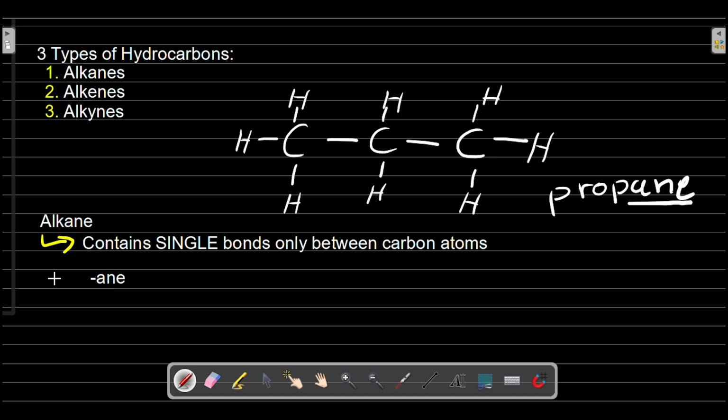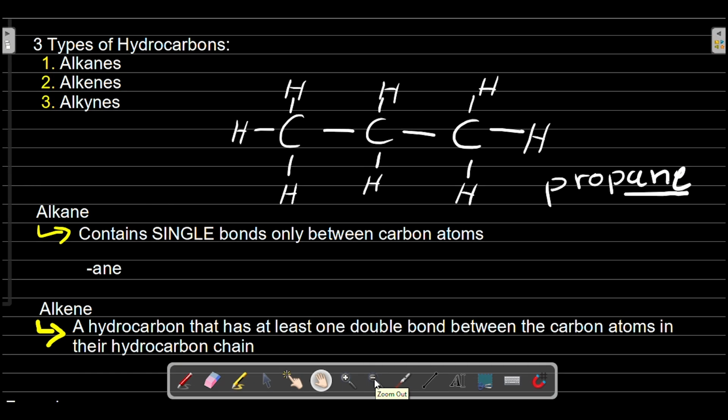So then I wonder if you can guess what an alkene is. An alkene is a hydrocarbon that has at least one double bond between the carbon atoms in the hydrocarbon chain. So what is a double bond? A double bond is simply two bonds between atoms, in this case between the carbon atoms.